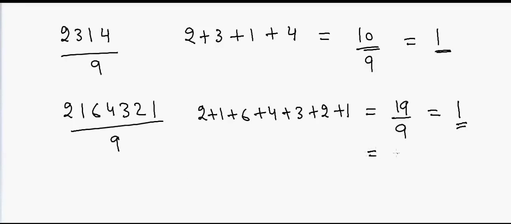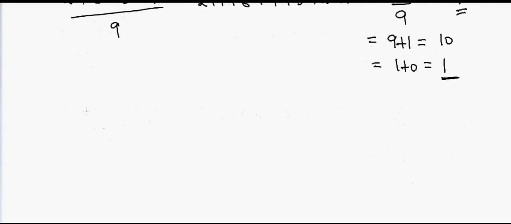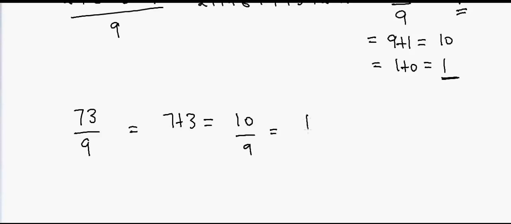Another thing you can also do is add 9 plus 1, that will give you 10, and then add 1 plus 0, that will give you 1. So your remainder will be 1. Now a much easier example: if I have 73 and I want to divide by 9, we know that 7 plus 3 is equal to 10, and if I divide it by 9, my remainder will be equal to 1.